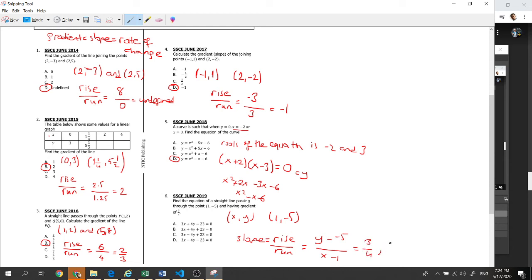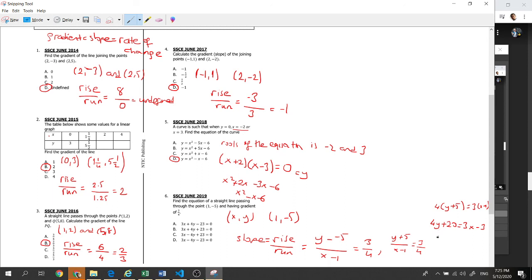In that condition, (y + 5) over (x - 1) is equal to 3 over 4. Then what you need to do? Cross product. Cross product means 4 times (y + 5) is equal to 3 times (x - 1). Now next, expand the bracket: 4y + 20 is equal to 3x - 3. Be careful when you are expanding the bracket.